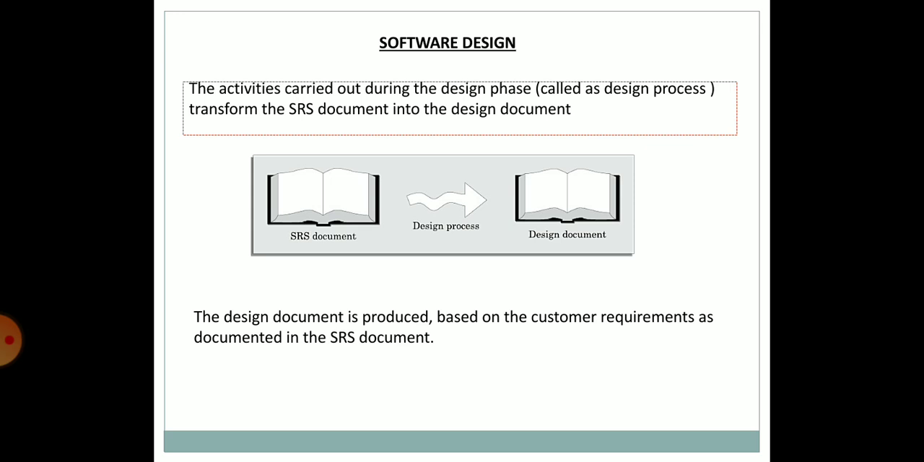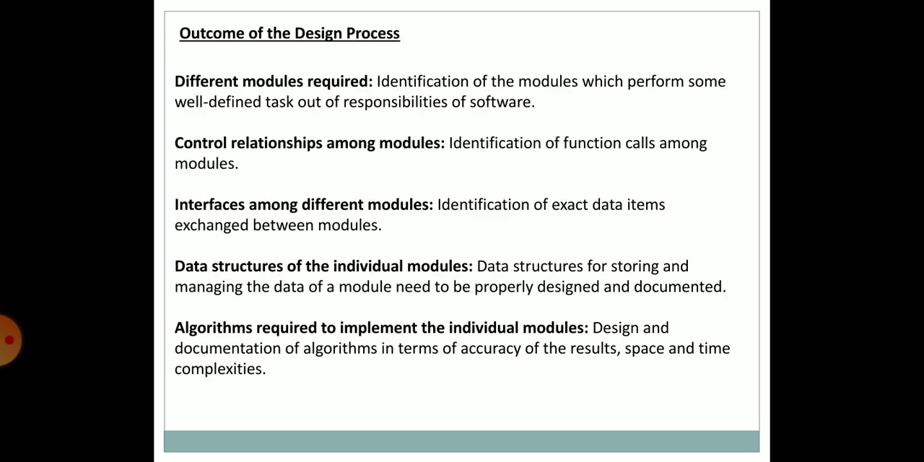The design document is produced based on the customer requirements. That is, the basis for the formation of the design document is the SRS document itself. So this is what we are going to learn about in this session: the software design process, that means transformation of the SRS document into a design document. Let's see deeper about the software design process.